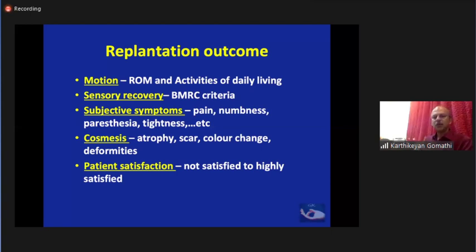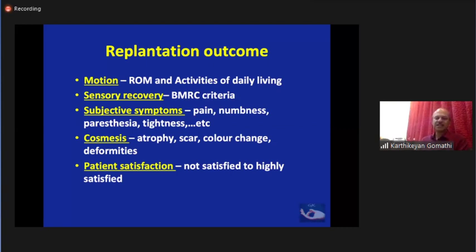Is he able to do his activities of daily living? What is the sensory criteria? Does he have any subjective symptoms like pain, numbness? How is the cosmesis? Does it look good? The replanted part, does it look good? And most importantly, patient satisfaction.